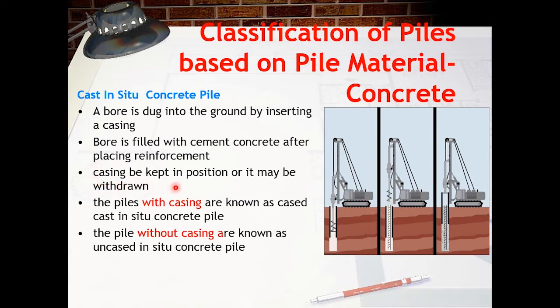The casing may be kept in position or it may be withdrawn. Maybe casing ni dibiarkan saja ataupun mungkin kita akan keluarkan, jadi tak ada casing lah. The piles with casing are known as cased cast in situ concrete pile, and the pile without casing are known as uncased in situ concrete pile.